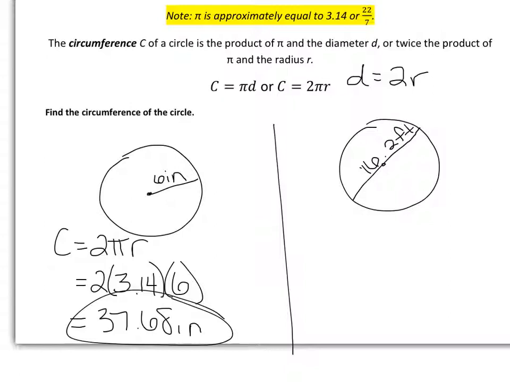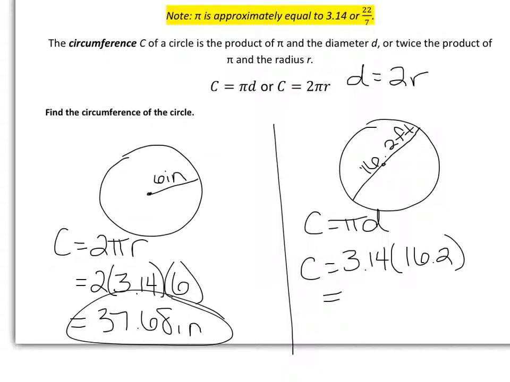Okay, well this one, let's say this time I have this distance of 16 and 2/10 feet. This time, since this line is drawn all the way across the circle, that 16 and 2/10 is my diameter. So this time we're going to use that first formula, where we take pi times the diameter. Instead of pi, plug in 3.14. My diameter is 16 and 2/10. When you punch that into your calculator, you should get 50 and 868 thousandths feet.